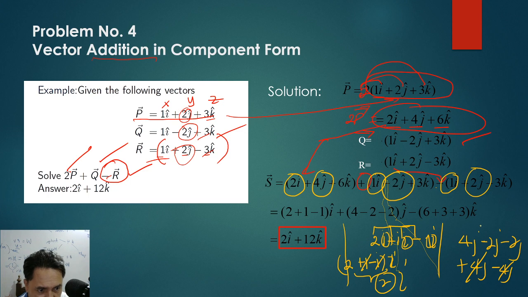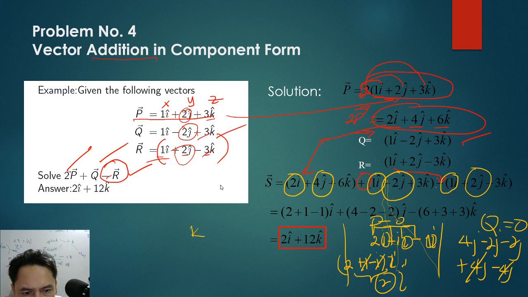So the component of Q equals 0. For P, the I component is just 2, right? What about the K? So we go now for the K.